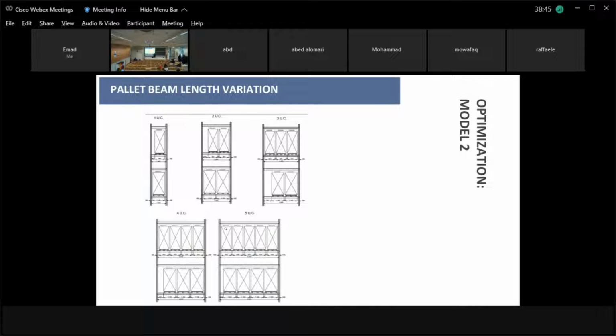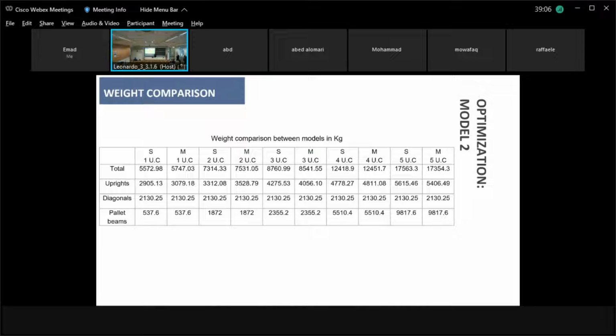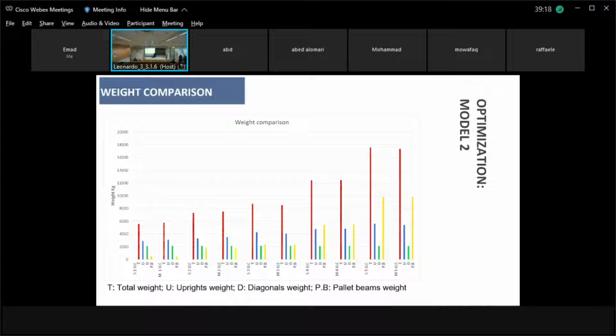A further optimization on the second model was done. Here we studied the behavior with different pallet lengths. So we have 5 models with different pallet beam lengths, so the number of the sections will be different. This table shows the comparison of the weights between the S series profiles and the M series profiles of the total weight with different pallet beam lengths. This chart shows the comparison.